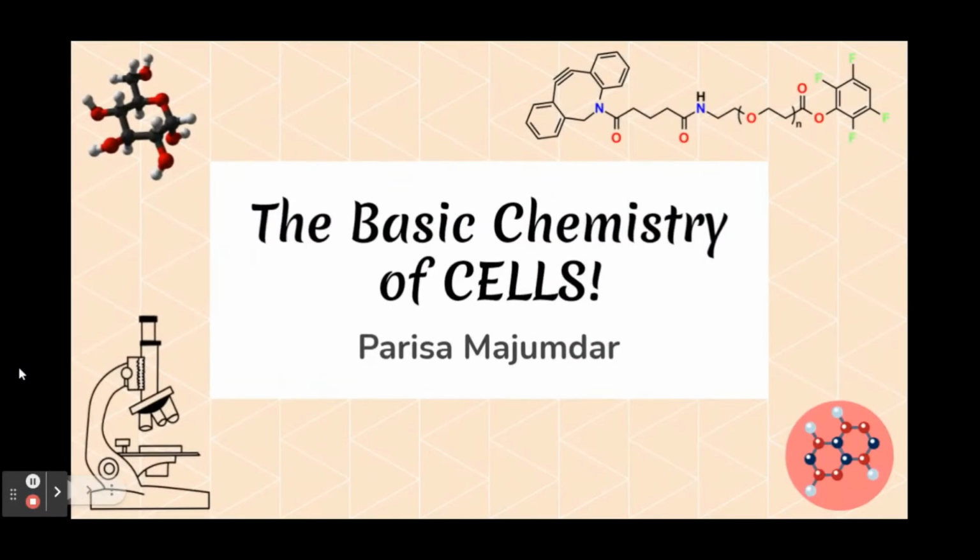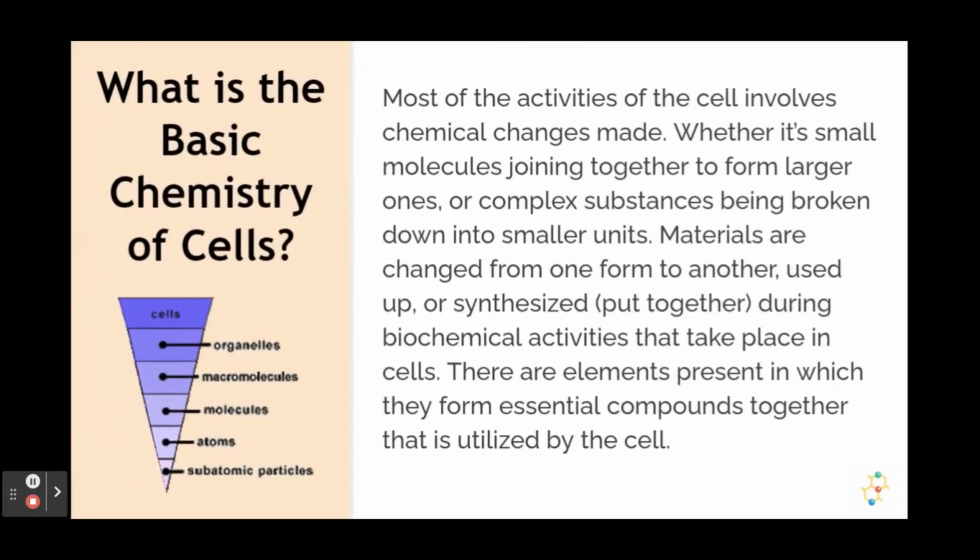Biolist. So today's topic is about the basic chemistry of cells. So what is the basic chemistry of cells? Most of the activities of the cell involve chemical changes, whether it's small molecules joined together to form larger ones or complex substances being broken down into smaller units. Materials are changed from one form to another, used up, or synthesized, which means put together, during biochemical activities that take place in cells. So there are elements present which form essential compounds together that are utilized by the cell.